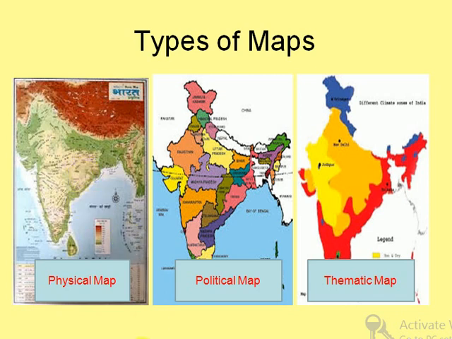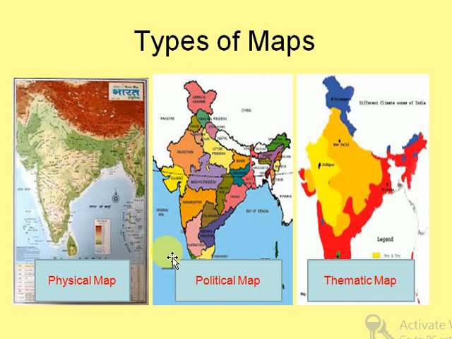Yes, this is your physical map. You know what is a physical map? They show the landforms like mountains, plateaus, plains, rivers, lakes and oceans. So this is a physical map. Now look at this map. This is a political map.